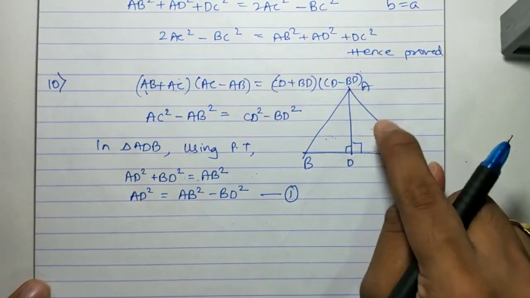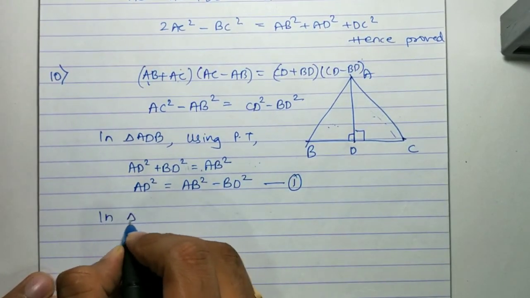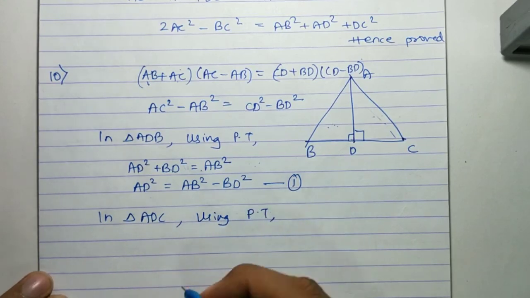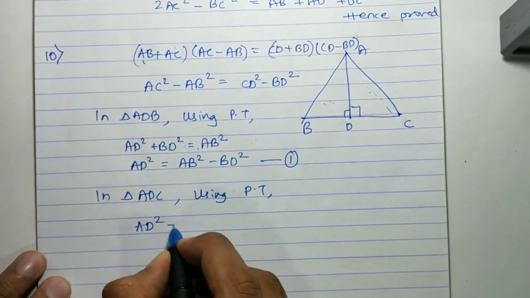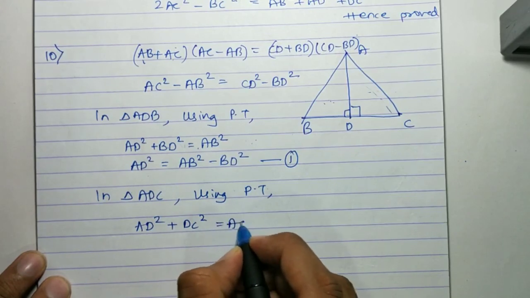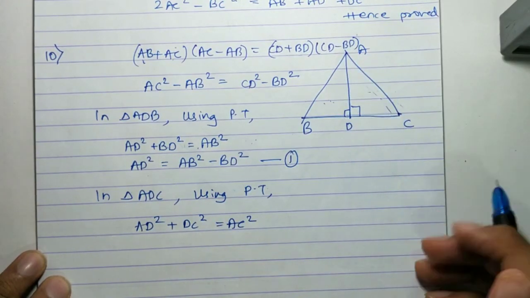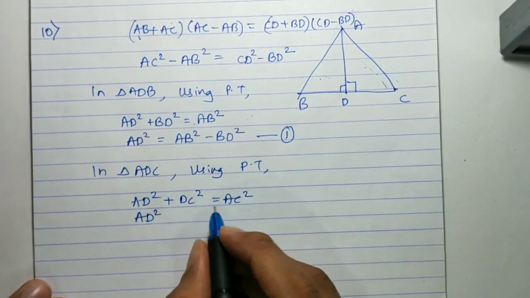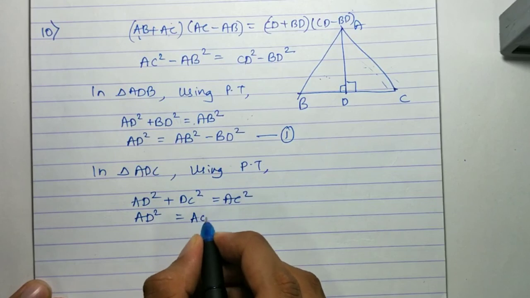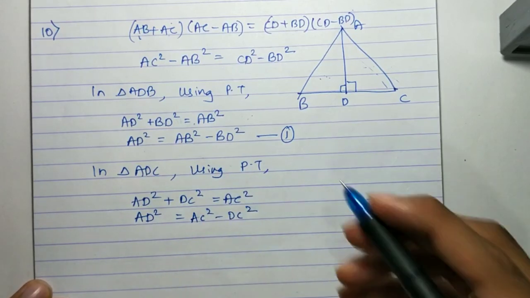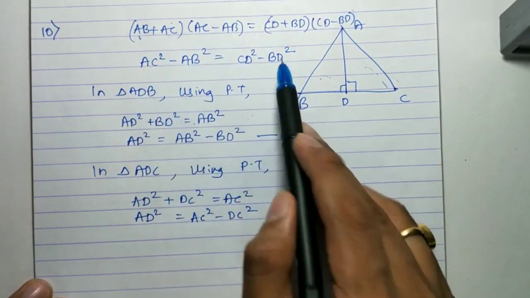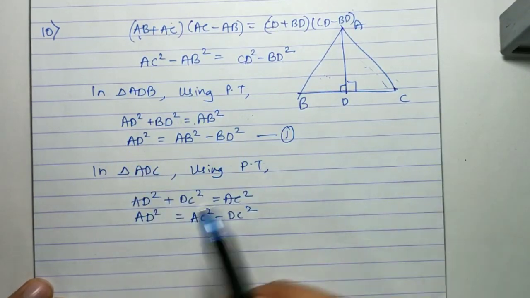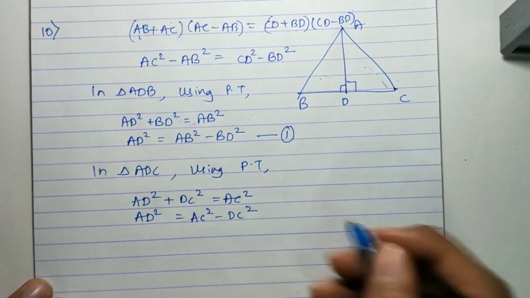Now I'll take this triangle and solve. So in triangle ADC, using Pythagoras theorem, AD square plus DC square equals AC square. Again, I will shift this DC square on the right hand side. Now why did I do this? Because in my proof I want AC, AB, CD and BD. I don't want AD. So I kept AD on one side and the other two on the other side. Here also, AD on one side and the rest on the other side.